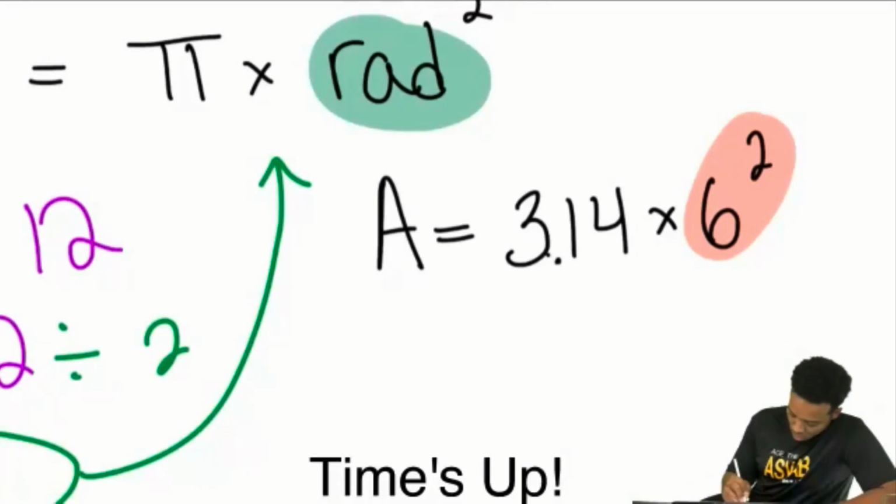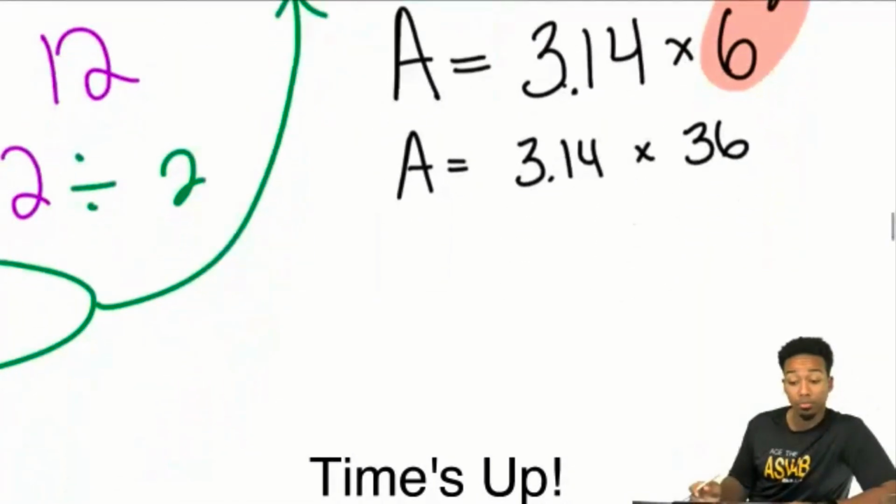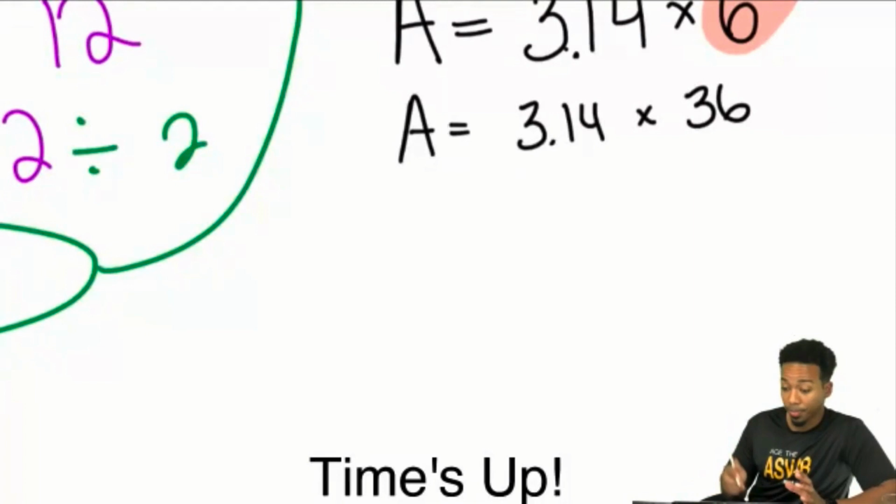36, correct. Cool. So we have area equals 3.14 times 36. And that's all we have to do. And we're done.